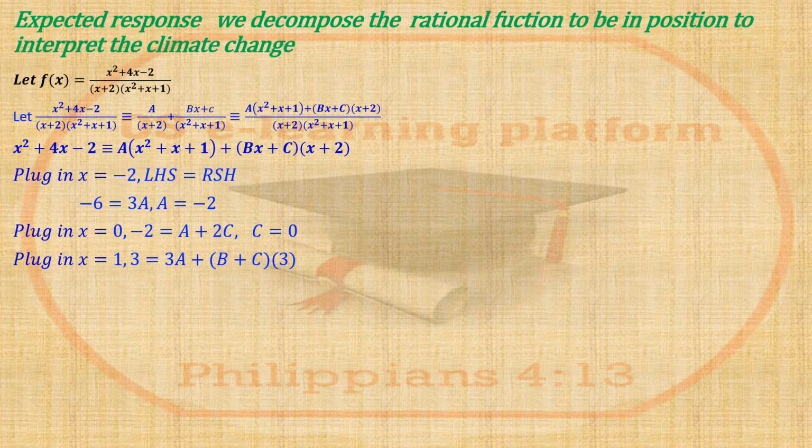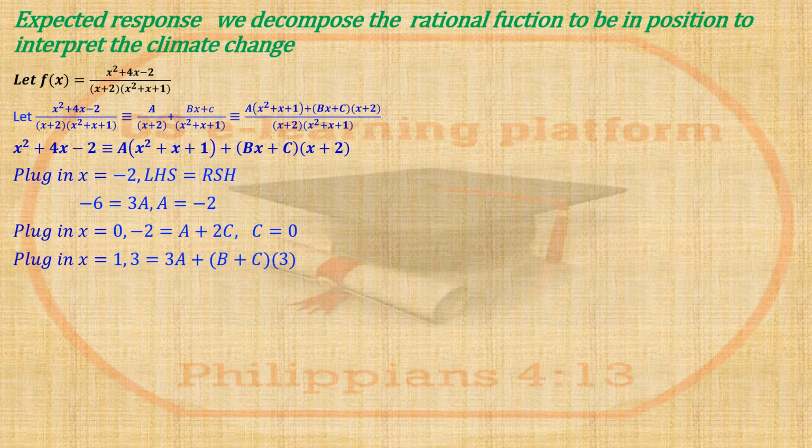this is not a 3, it's a negative 2. Yes, when I plug in x equal to 1, the left hand side I will remain with a 3, then the right hand side will be a 3. Then when I plug in x equal to 0, the left hand side I will remain with a negative 2, and the right hand side I will remain with a plus 2c. But my a is negative 2. So when I simplify everything, c will be equal to 0.